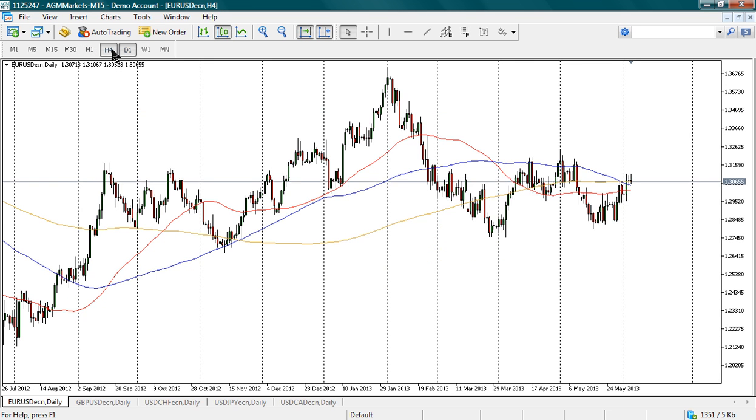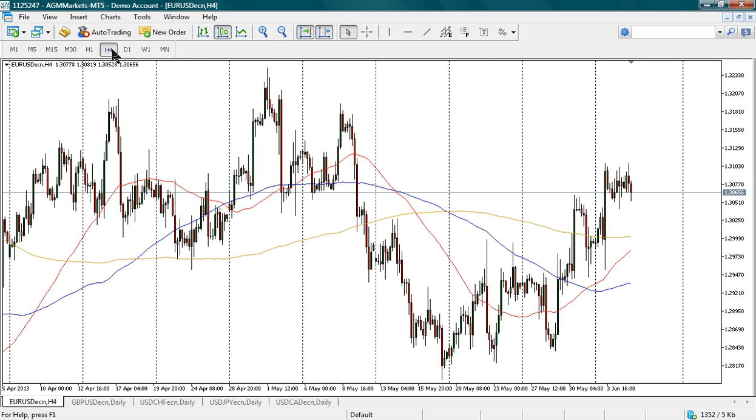You can see on the 4-hour here, it's just been quite choppy really. There are still some decent setups, but it has been quite a tricky chart.